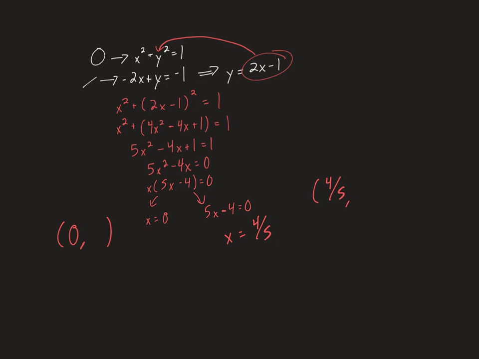Now I want to find the y value that goes along with each x value. So if I'm working with an equation that's squared, remember for squared things we can often get 2 solutions. So I want to work with the linear equation, so we'll use this one here. So first I'm going to plug in a 0.